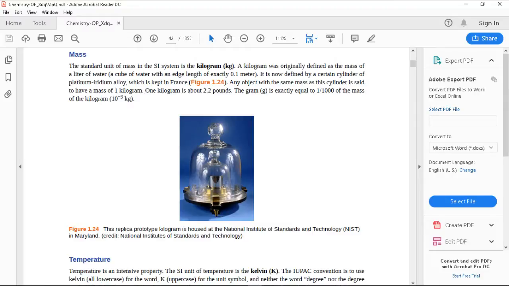Anyway, the standard unit of mass in the SI system is the kilogram. A kilogram was originally defined as the mass of a liter of water, a cube of water with an edge length of exactly 0.1 meter, or 10 to the negative 1 meter.